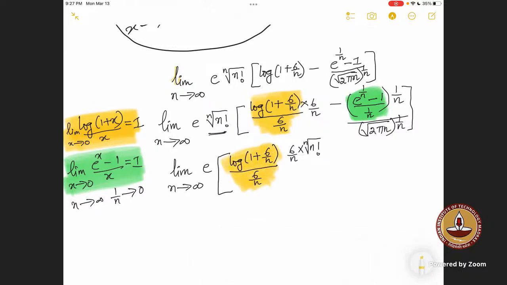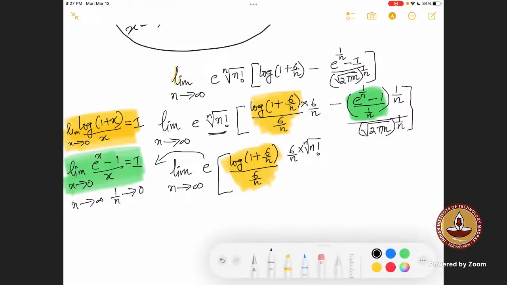I have one doubt, sir. If e is a constant, can we take e outside of the limit? Yeah, you can either shift the limit, this e value even here also. Okay, no problem.